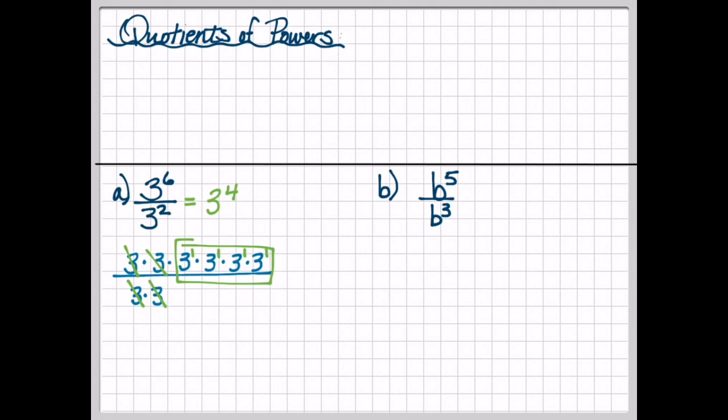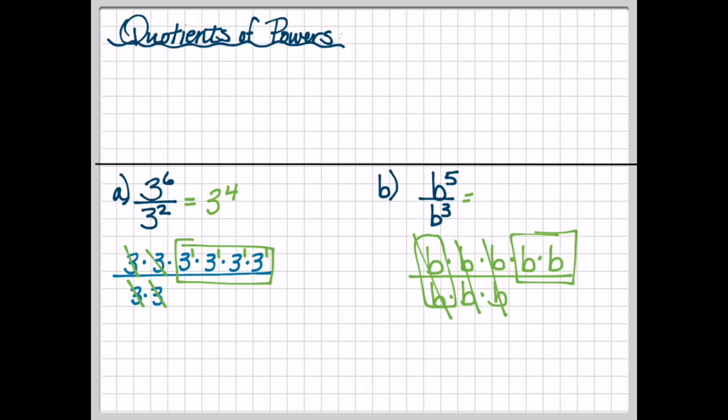And let's check it out on part B and see if this works for variables raised to exponents. b times b times b times b times b over b times b times b. So the same way that we work with numbers, we can work with the variables. b divided by b right here cancels out because that's going to equal 1. Same for these sets of b's and these sets of b's. So I'm left with b to the 2nd power.